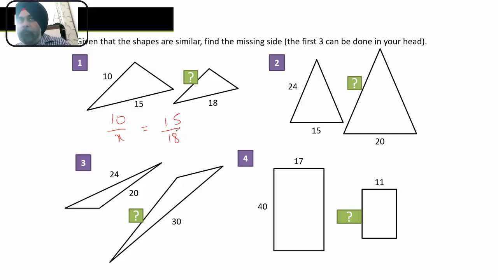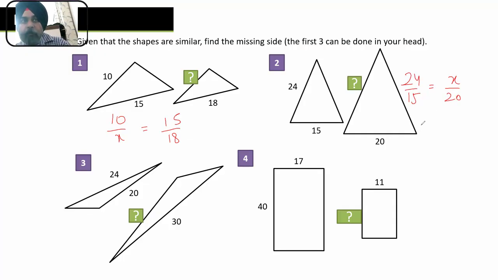So let's move on to the next figure. It has got 24, 15, and on the other triangle you have question mark and 20. So in this case, what you need to do is just find the ratio of 24 and 15, and that will be equivalent to the ratio of x to 20. So I just replaced question mark with x.